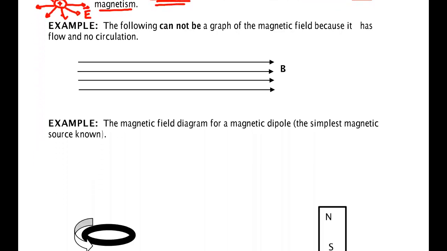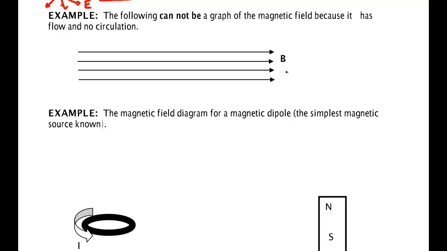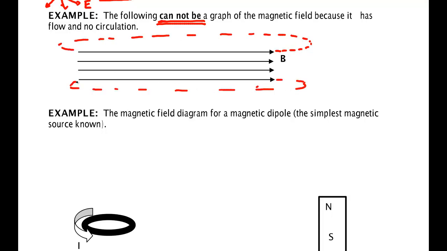So here's some things people could ask you. They could give you this field and ask you if this could be a magnetic field. Now, it turns out we could build things close to this by building what are called long solenoids. But eventually, no matter what, this field line, this B line, has to loop back. It has to circulate. It can't just flow like this. So this cannot be a graph of a magnetic field line. It may come way out here to turn around, but it's got to turn around. All of these lines have to turn around.